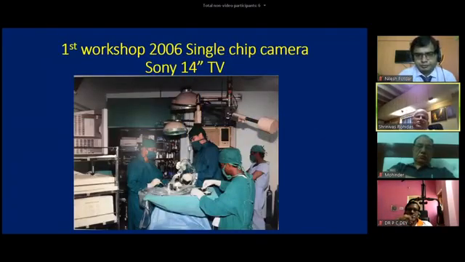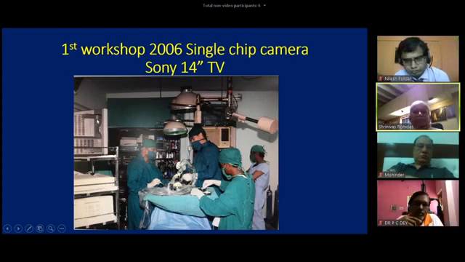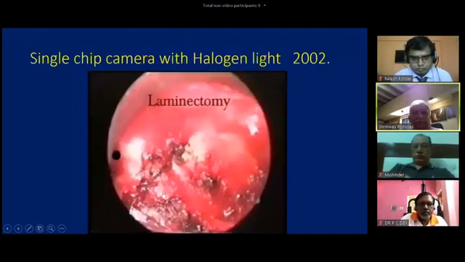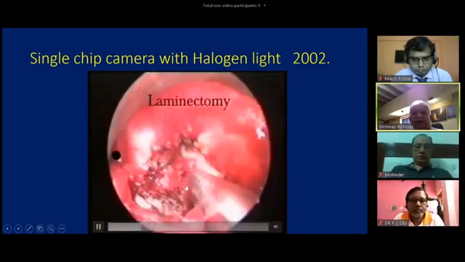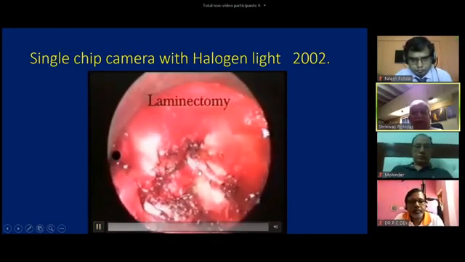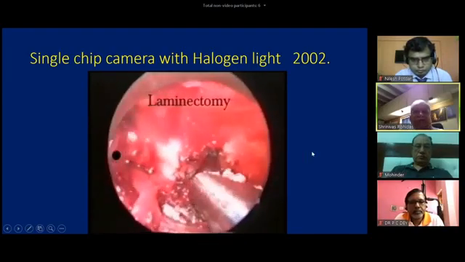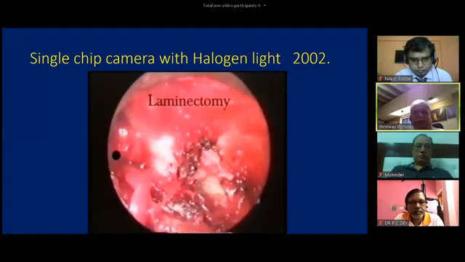This was the first workshop which we did with single chip camera in 2006. You can appreciate Dr. Destandau here. And this is the 14 inches Sony TV. This was with the single chip camera. This was the vision at that time with a single chip camera. You cannot appreciate the lamina and other things, but still we were happy at that time because of the patient's appreciation of less pain in post-operative period.